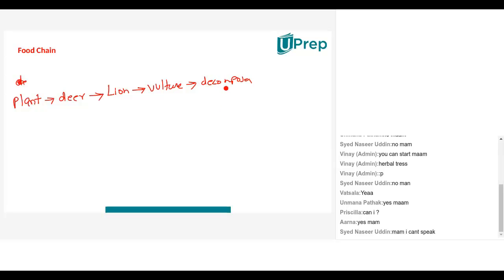Correct? Very good. So can I give another classic example of a food chain? First and foremost, I will start with plants. Okay. First, let me start with grass. That's the most basic thing. I will come to what is a food web. Who can explain what is a food web?